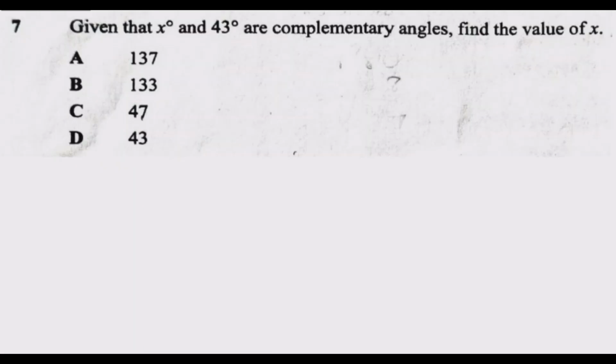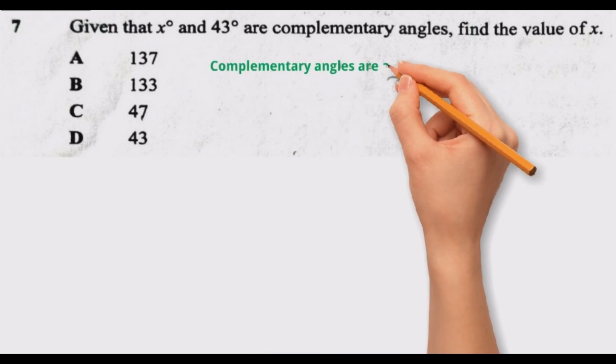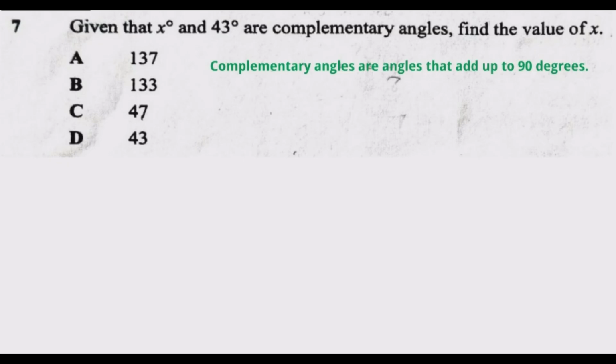Question 7 is, given that x degrees and 43 degrees are complementary angles, find the value of x. So first we are going to ask ourselves, what are complementary angles? Complementary angles are angles which add up to 90 degrees. Then which property are we going to use on this question? We are going to use the property that complementary angles add up to 90 degrees.